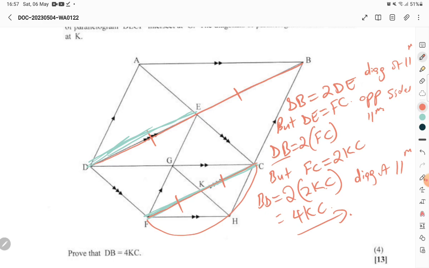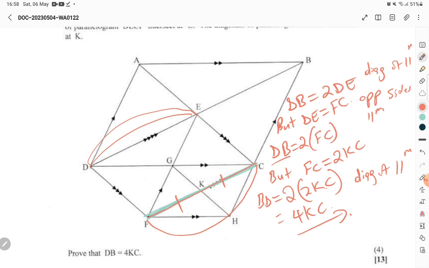So you can see that there was a bit of confusion somehow, but once you understand that you just double this DE to get DB, this is what we have.